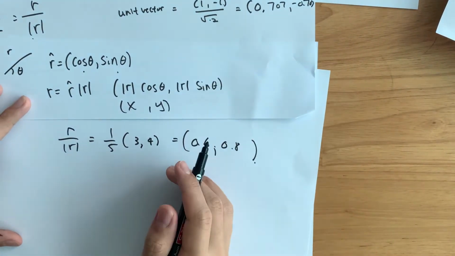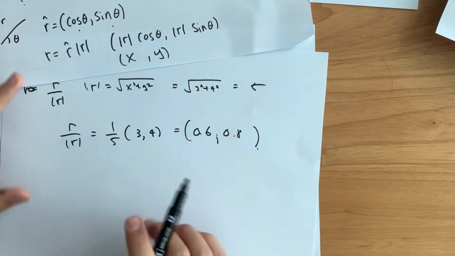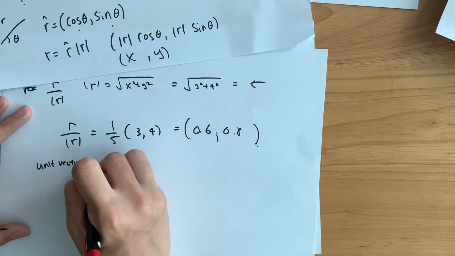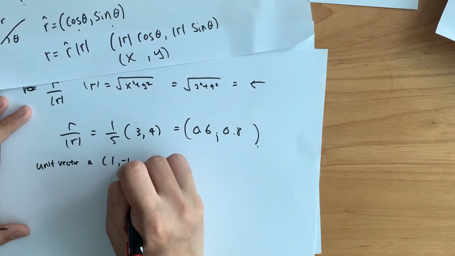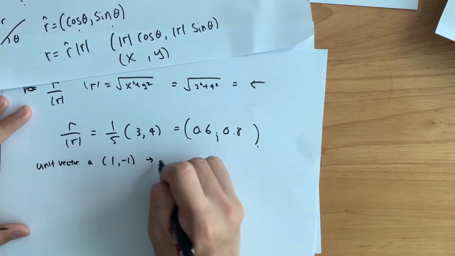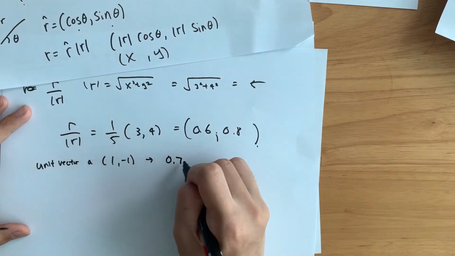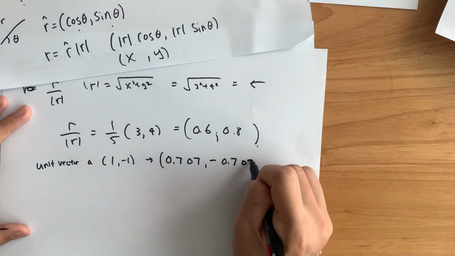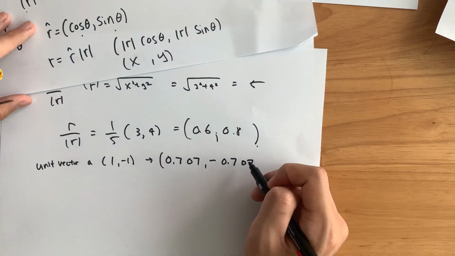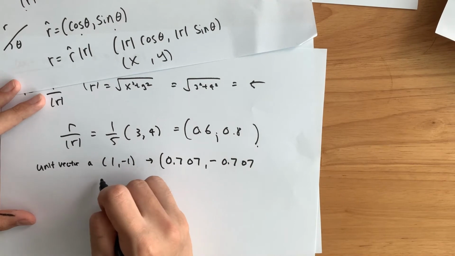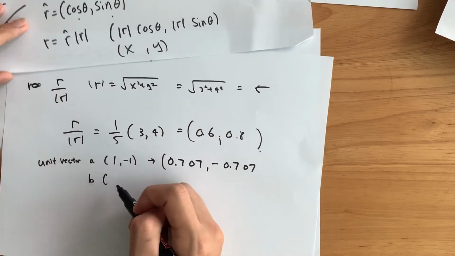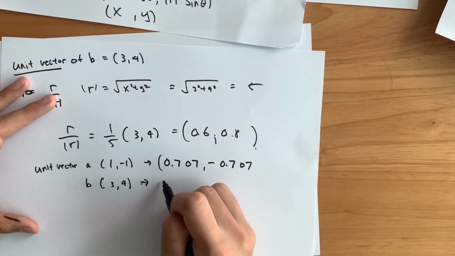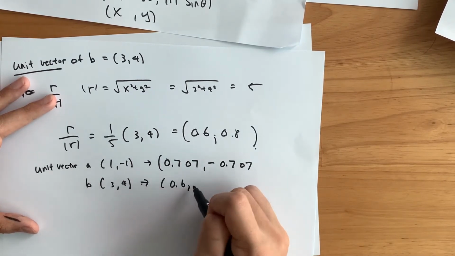The significant part is, we found out that the unit vector of a, 1 and negative 1, is 0.707 and negative 0.707, and also the unit vector of b, 3 and 4, is 0.6 and 0.8.